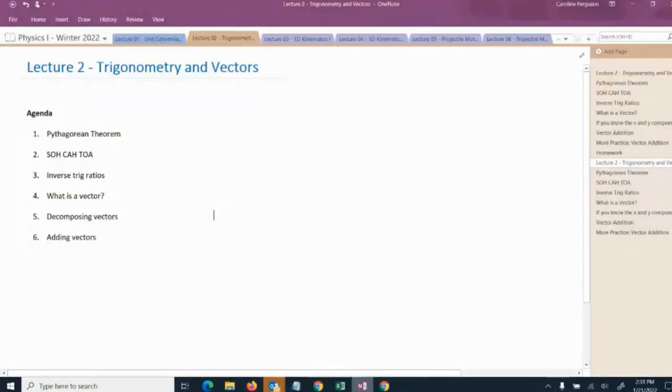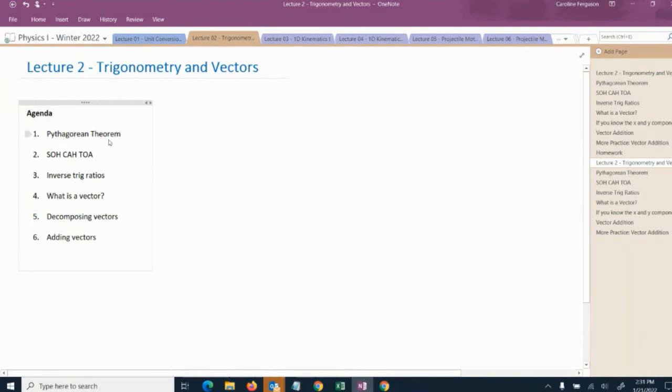All right. Okay, so we're going to start today with lecture 2, which is trigonometry and vectors. Hopefully you have all already completed lecture 1, which was about solving equations and unit conversions. And now we're moving on to lecture 2, which is trigonometry. We're doing some basic math that you would have done in grade 10, and maybe a little bit of vectors and calculus if you took that. But it's mostly grade 10 stuff, right?